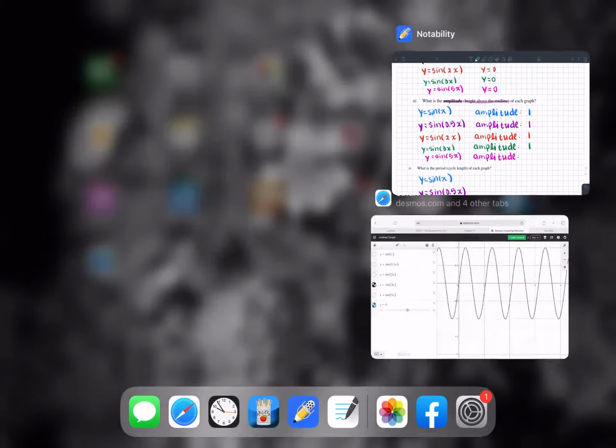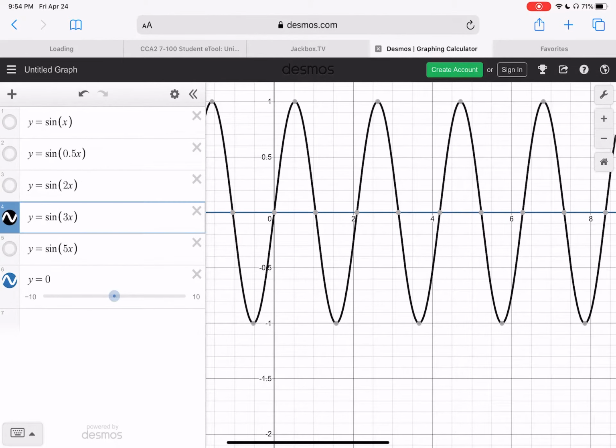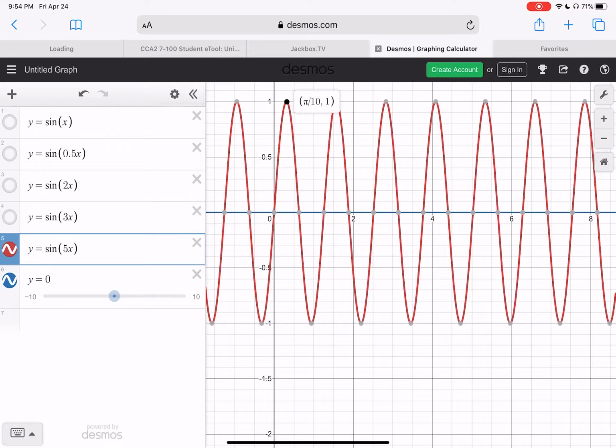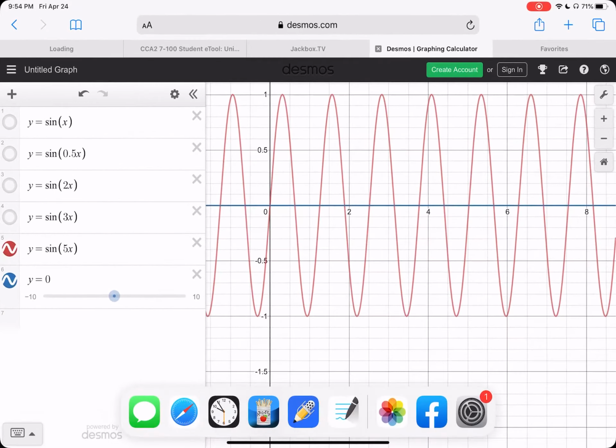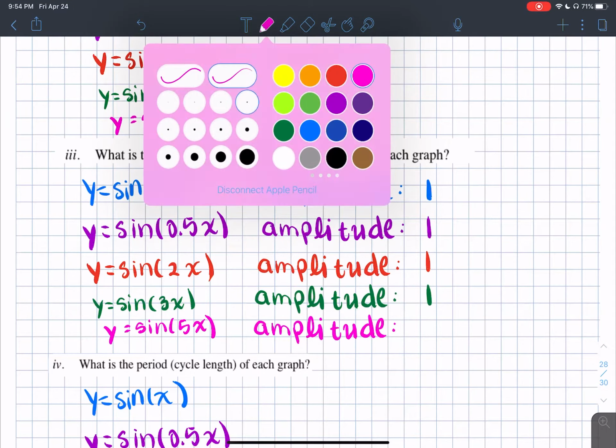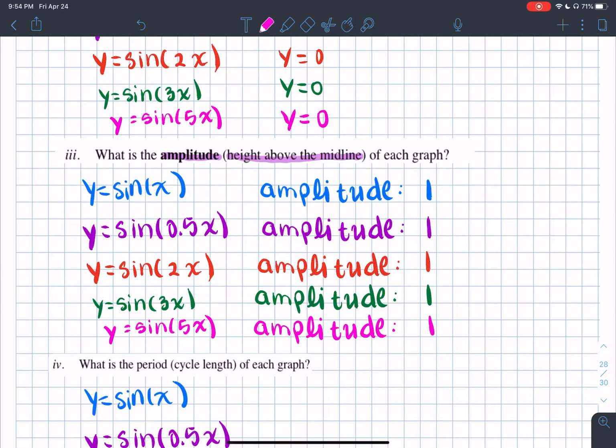And lastly, but certainly not least, let's look at y equals sine of 5x. The midline is again 0, and our height goes up to 1 one more time. So the amplitude for y equals sine of 5x is 1. So as we can see, the amplitude of all of these graphs is the same, and it's 1.